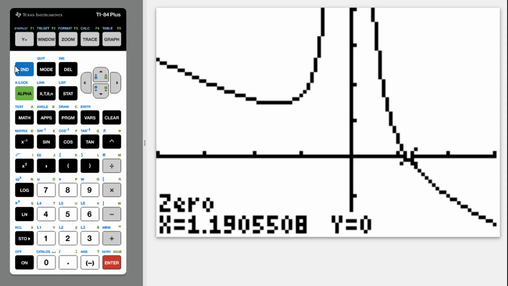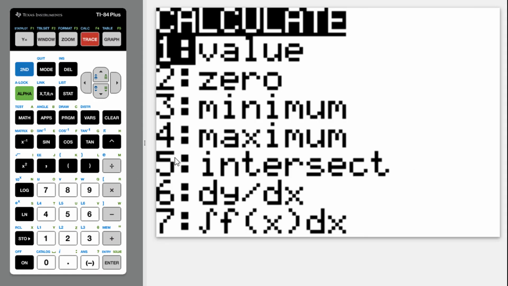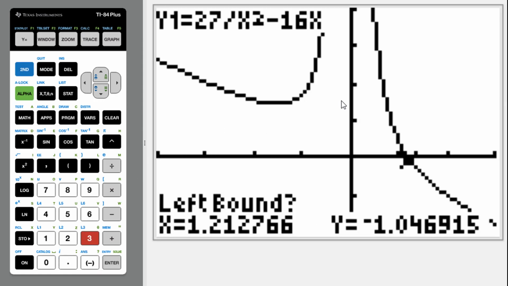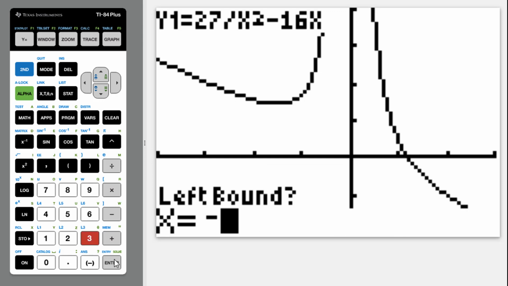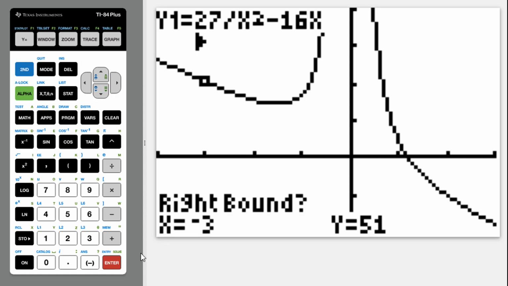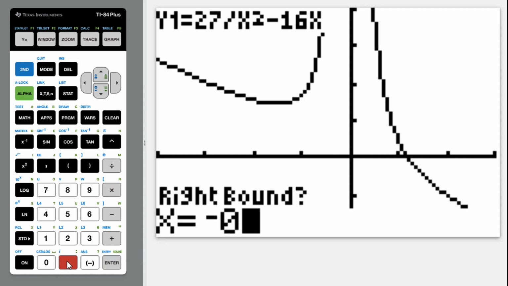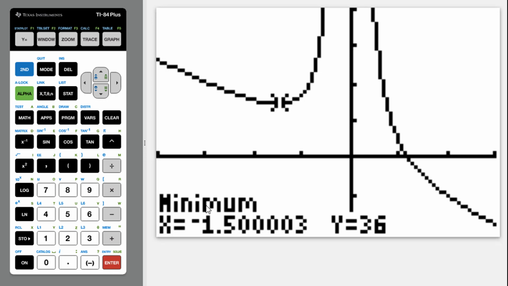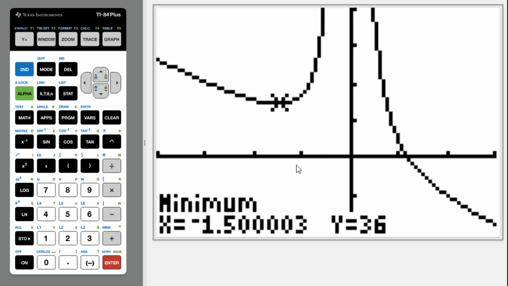For the minimum point, go to second trace, go to minimum. This is negative 1, negative 2. We can make negative 3 the left bound. And make negative 0.5 the right bound. Then enter. You will get negative 1.5 or 36. This will be the minimum point.